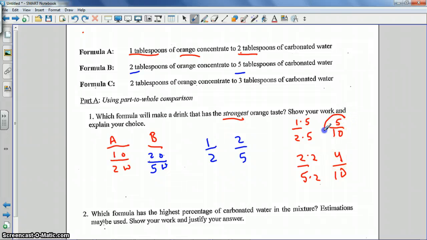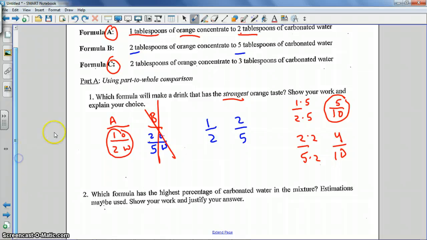Well, based on this, it looks like Formula A is stronger because it has a higher ratio of orange to water. There's more orange for every bit of water in there. So right now, A is higher than B. So you know, for part A at least, B is not the answer. So now all you have to do when you get to class is compare A with C to see which one's the strongest. Now, I probably helped you too much on that, but I want you to get off to a good start.